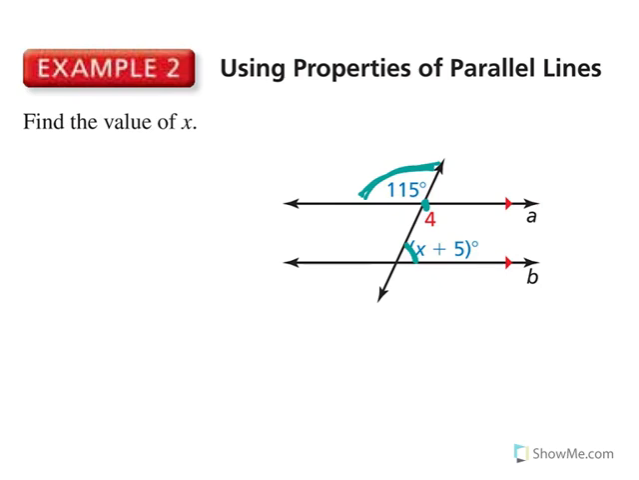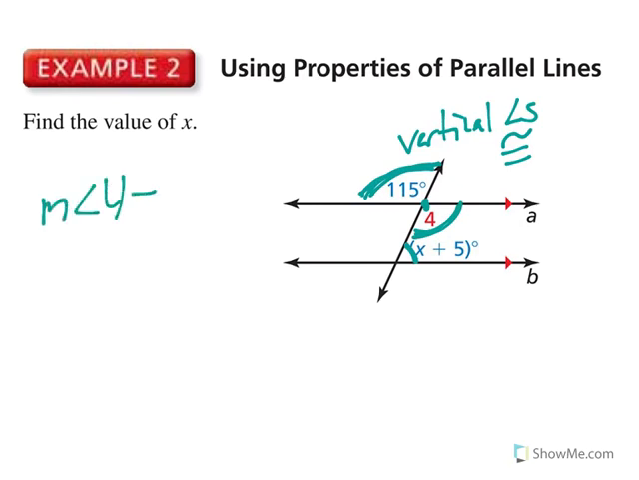But we do have this angle 4 here. Angle 4 and the 115 angle are formed by 2 intersecting lines. So remember, with 2 intersecting lines, the angles that are across from each other are what we know as vertical angles. And vertical angles are always congruent. So 115 and angle 4 are the same. So the measure of angle 4 is equal to 115 degrees.